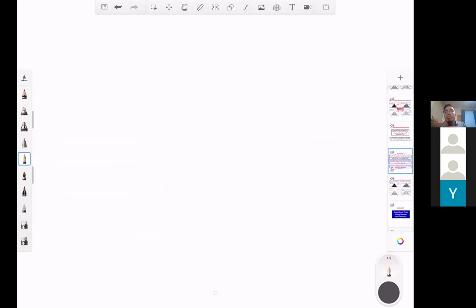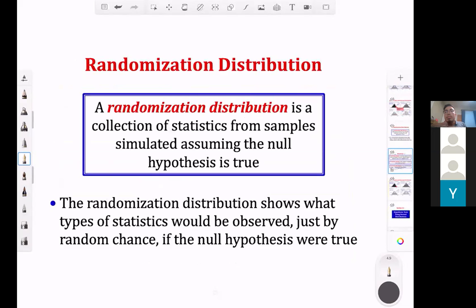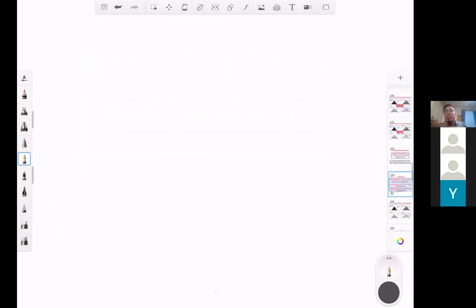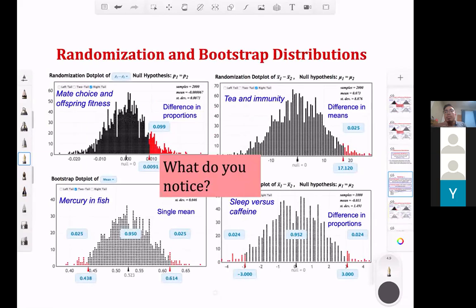Then we learned about randomization distribution. A randomization distribution is a collection of statistics from samples simulated assuming the null hypothesis is true. All right. So now back to this randomization and bootstrap distribution.